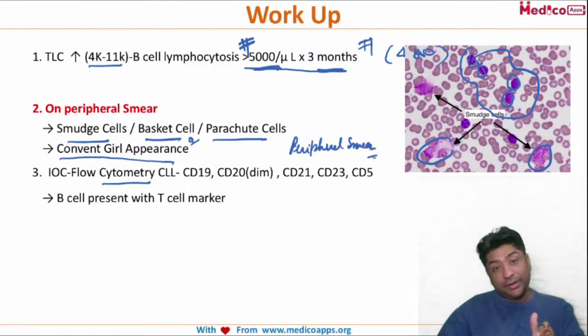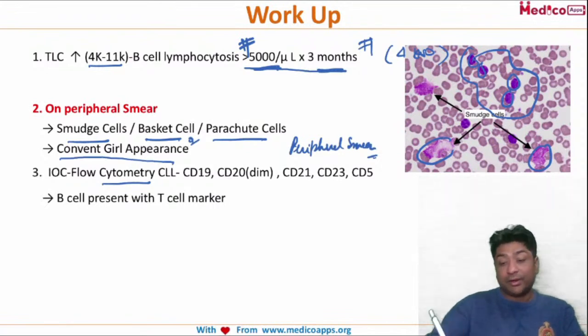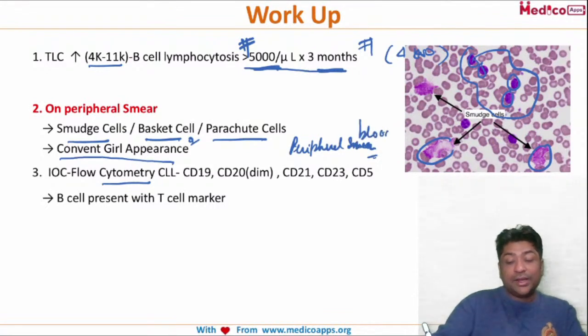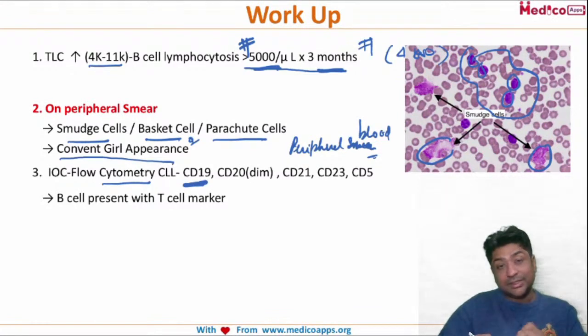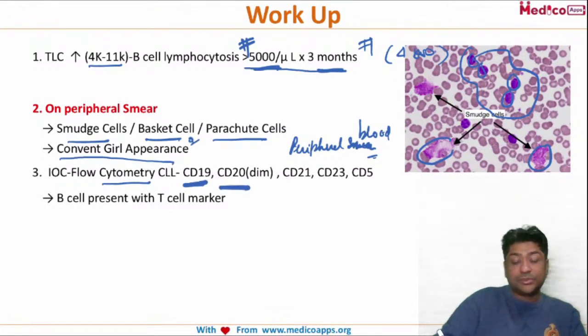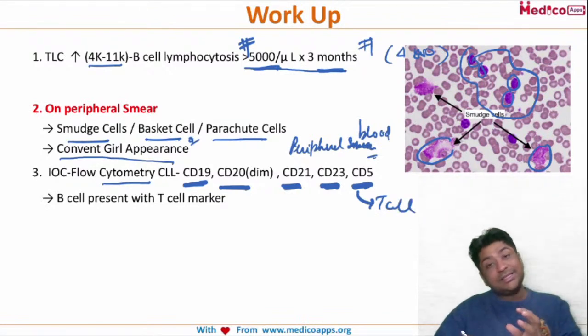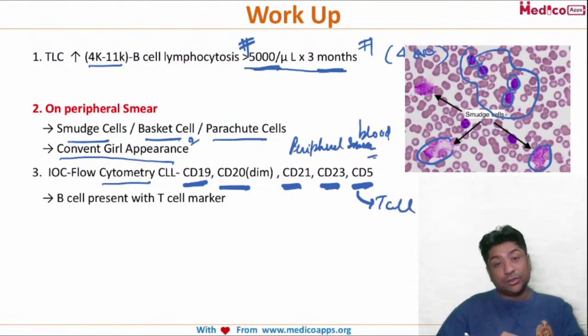So flow cytometry, which is the investigation of choice for diagnosis, is done on peripheral, not smear, peripheral blood, and you will get various tumor markers being shed as present. So CD19 we all know is a B cell marker. Okay, then we will have dim CD20, CD21 and CD23, and here we will have CD5. Now CD5 is a T cell marker. So here we have a B cell with a T cell marker. So this is how a flow cytometry of chronic lymphocytic leukemia will look.